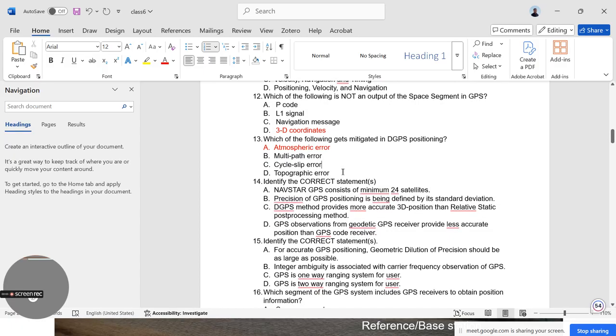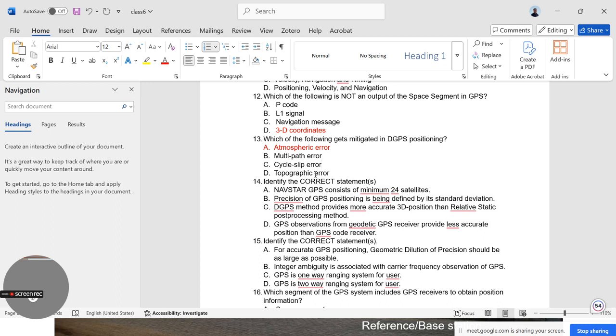Not the multipath, not the cycle slip, not the topography. Topography is also about the nearby area. Near the base station you may have a hill, and near the rover station you may have nothing, just plain. So near the base you will get more error, while near the rover you will get less error. So topography is different for different locations because these parameters change near the surface.